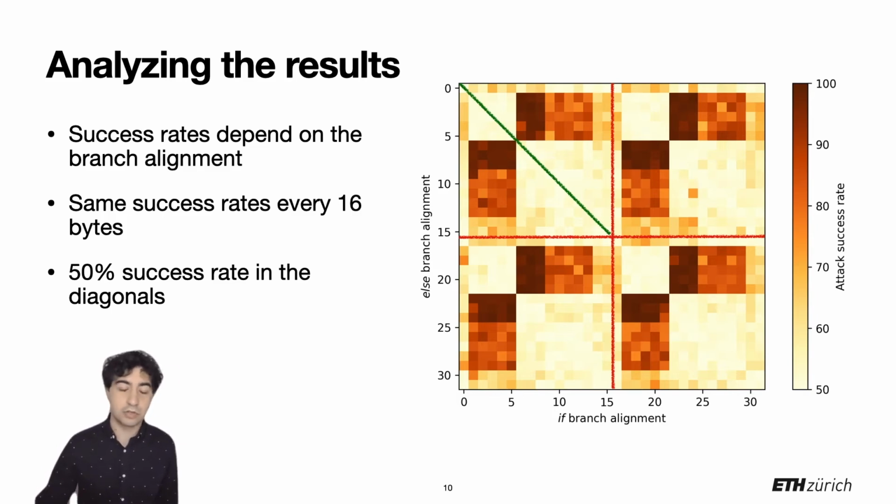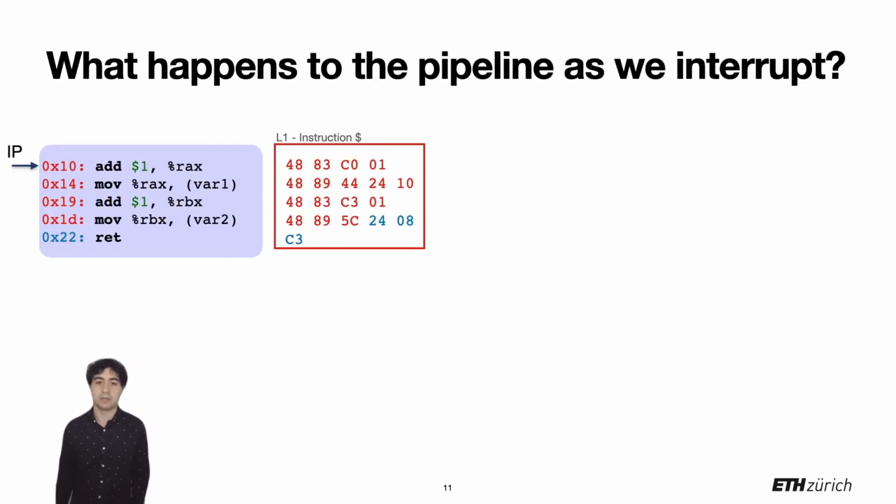So when the alignment of the two branches is the same, the attack is not successful. In the paper, we provide a more comprehensive list of requirements and limitations for the attack. But for now, I'm going to discuss why we are seeing this 16 bytes repetition for the attack success rate.